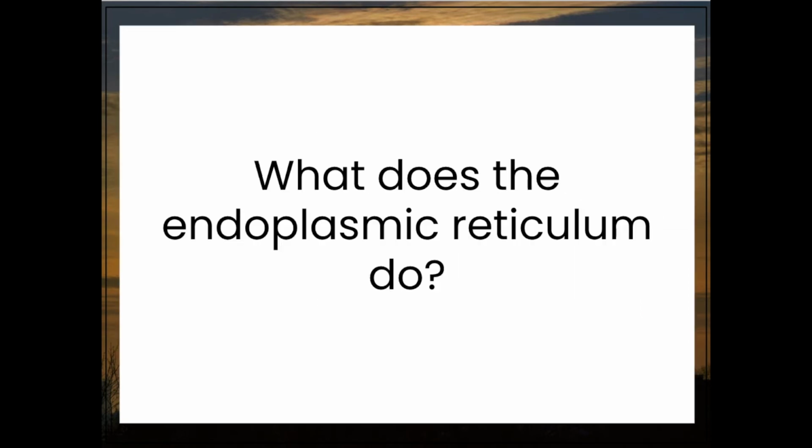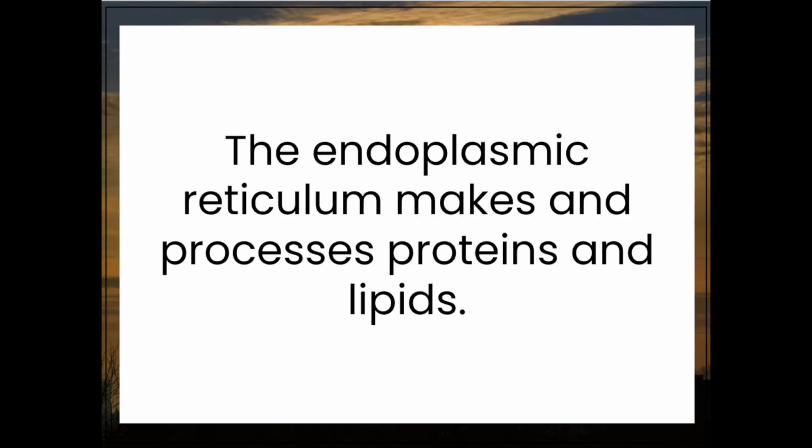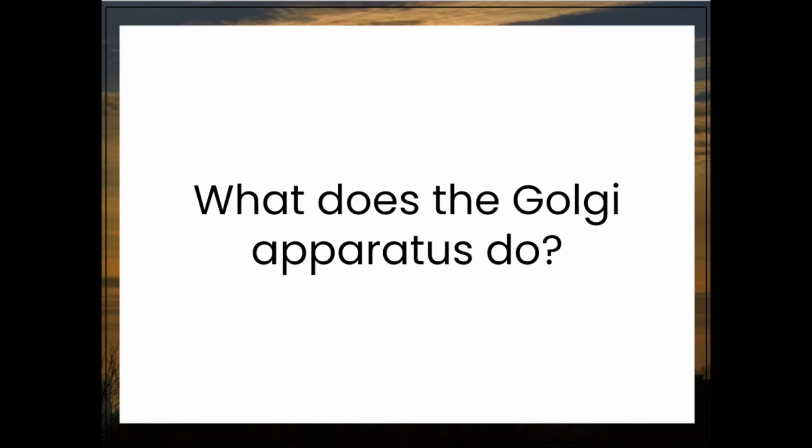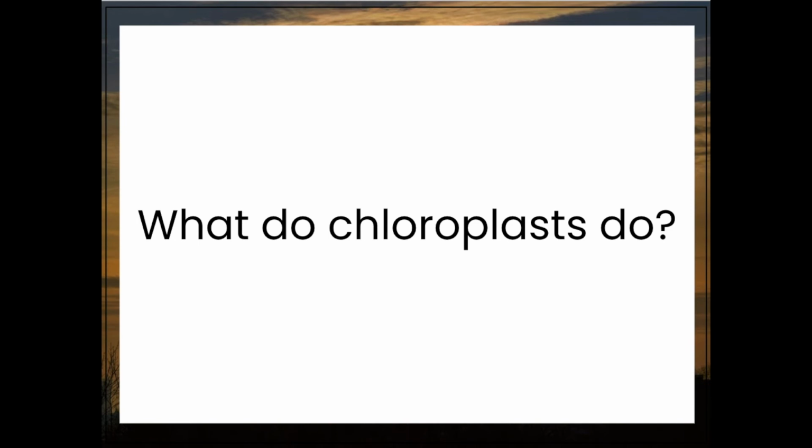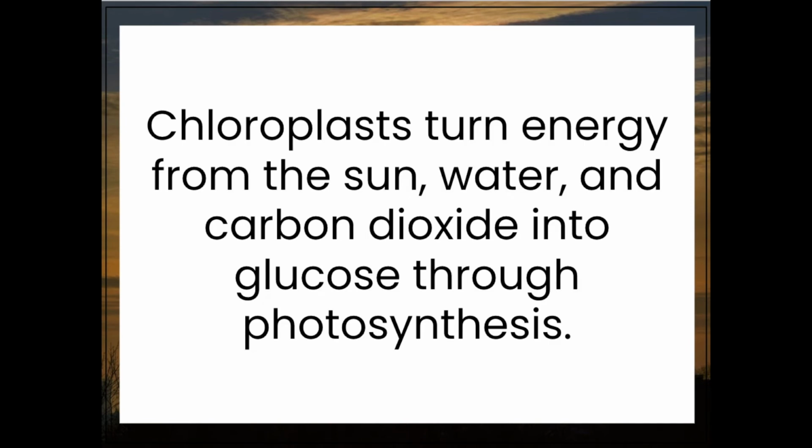What does the endoplasmic reticulum do? The endoplasmic reticulum makes and processes proteins and lipids. What does the Golgi apparatus do? The Golgi apparatus sorts, packages, and distributes proteins to get them where they are needed. What do chloroplasts do? Chloroplasts turn energy from the sun, water, and carbon dioxide into glucose through photosynthesis.